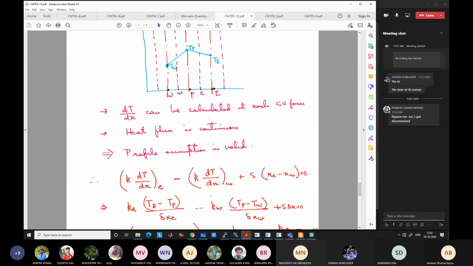Te minus Tp by delta x. Similarly, for this west phase, again let us assume that we know the conductivity Kw. So this is given by Tp minus Tw by delta xw, plus S into delta x. Delta x is the length of the control volume. Delta x need not be equal to delta xc and delta xw. But if you divide the domain into equal size control volumes, all these three terms will be equal.